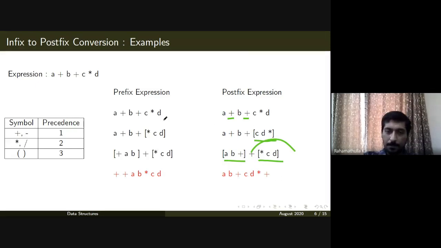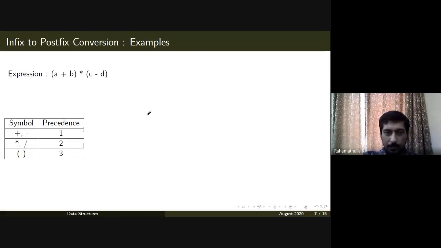In the case of prefix, it is just opposite. Instead of CD star, you need to write it as star CD. So it will be star CD plus AB, and this plus should go this side. So this is how you convert an expression.